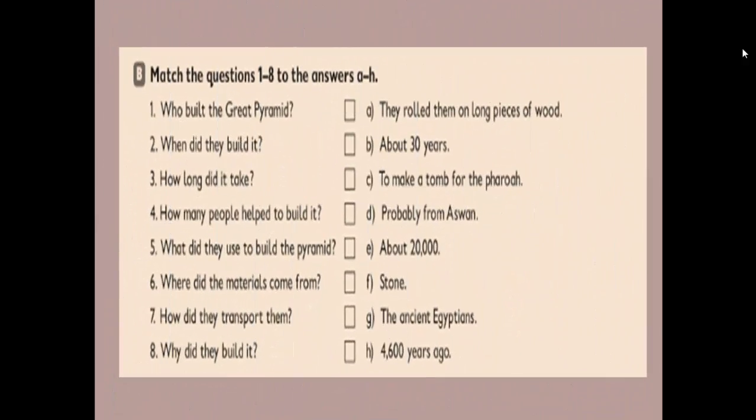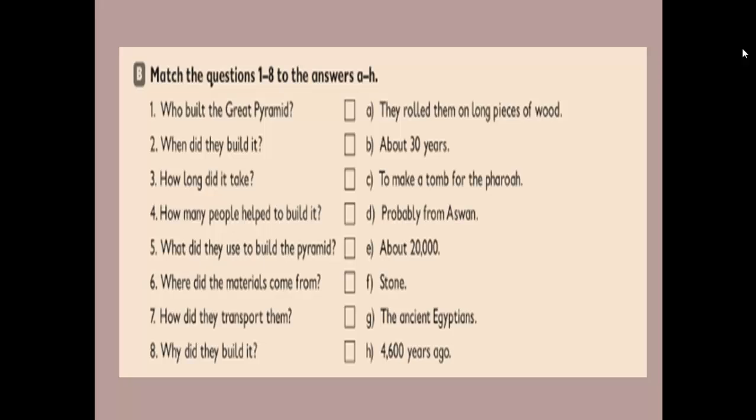Now, after looking at the first two pictures, we can do exercise number B in our books. Match the questions from 1 to 8 to the answers from A to H. Let's read the first column.